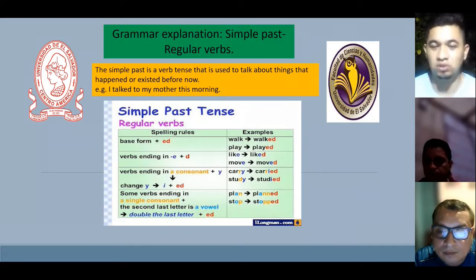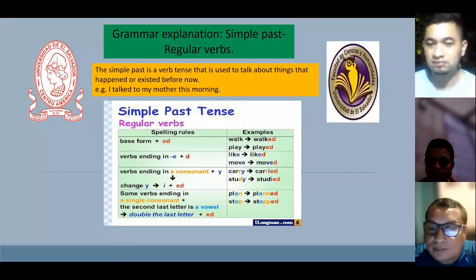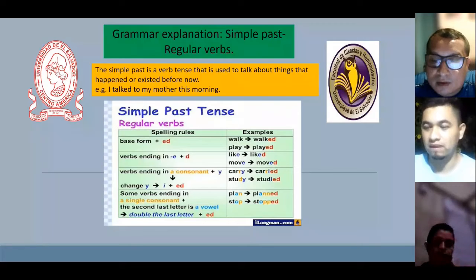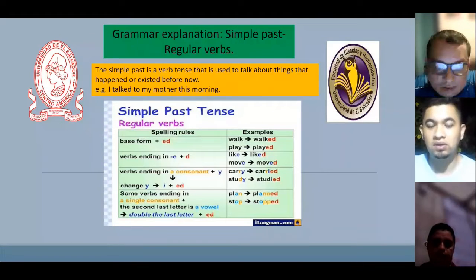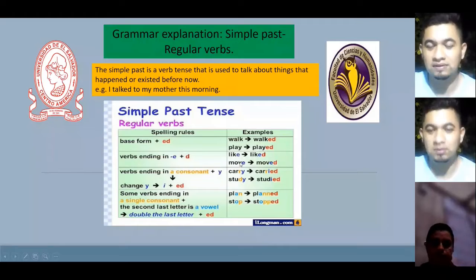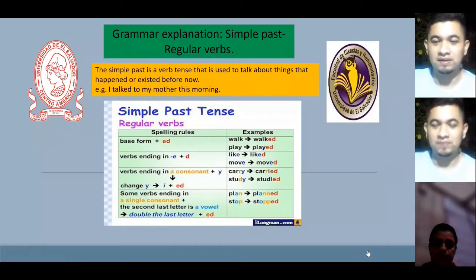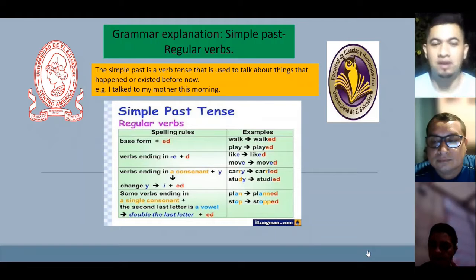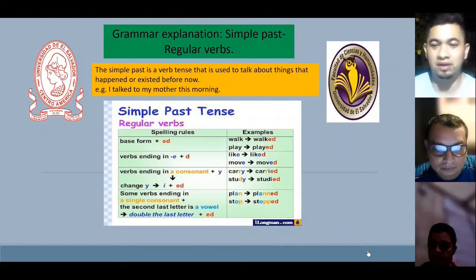Julio, do you have any other example? Hop, hopped. Okay, perfect. Jose Maria, the next slide, please.